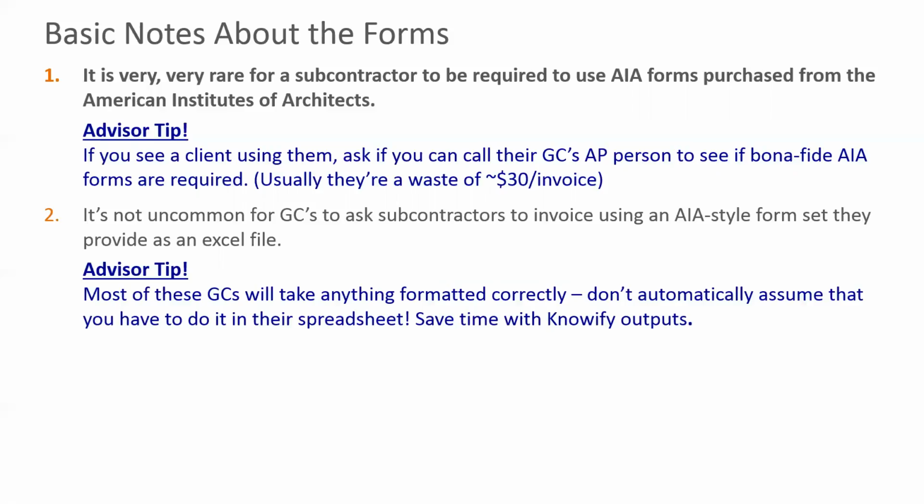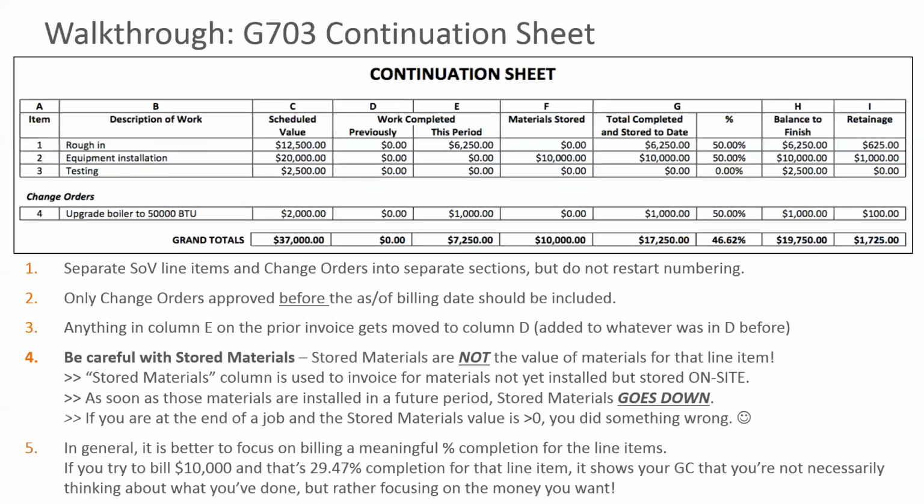So it's usually worth it because you can use a software package like Notify to produce AIA documents very, very quickly. It's usually worth it to ask the person in charge of AP at the GC whether or not they will accept a document produced by a different package as long as it's correctly formatted, because more often than not they will, and you'll save yourself a lot of time.